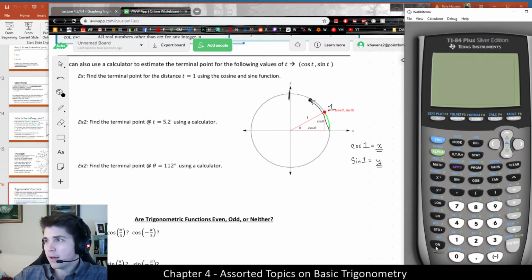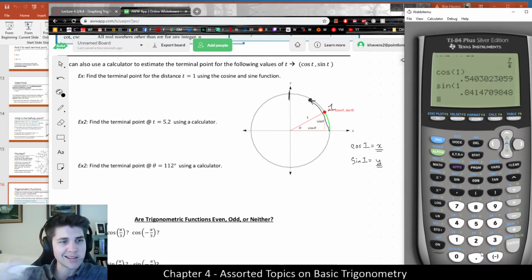But I digress. My point is, if we were to use a calculator, again, in radian mode, the cosine of 1 and the sine of 1, what does this mean? What does this tell us? This tells us the location, the value of the terminal point. So if I'm thinking about where that is, the x location would be at about 0.54, and the y location would be about 0.84. If I want to know where this point is, that's one way to figure it out. It's going to be there.